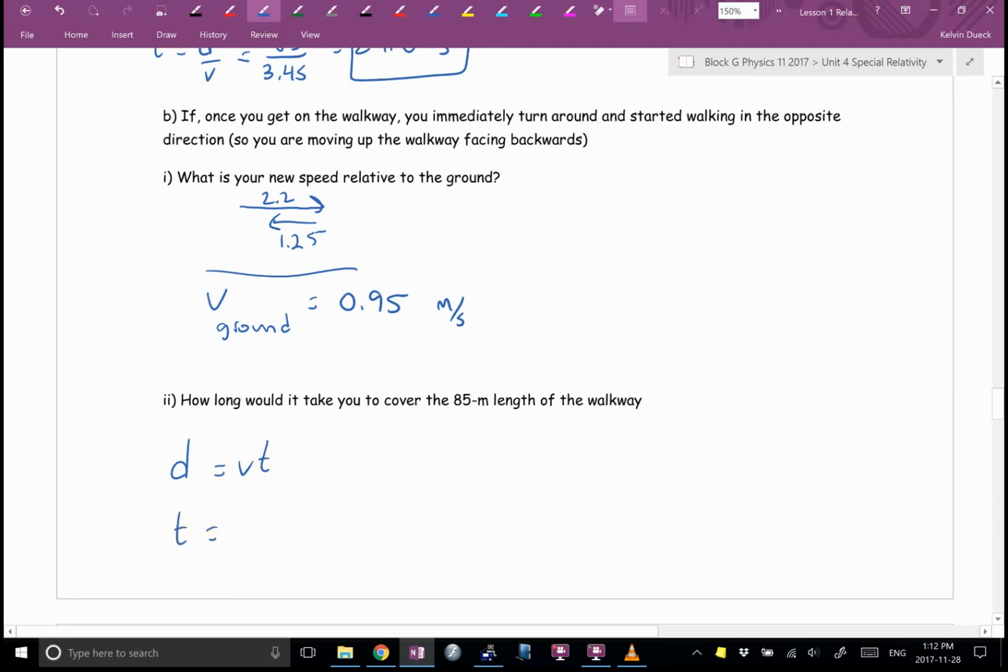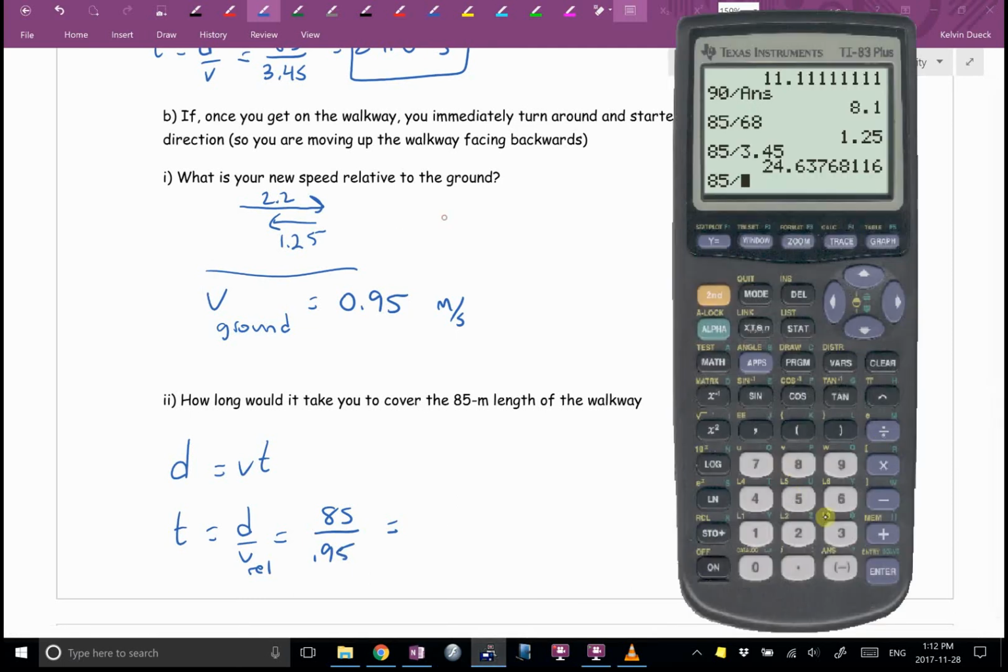Are you spotting that it's d equals vt over and over again? Because a is 0, t is going to be d over v. What's the distance? Still 85. What's my new relative speed now? 0.95. And I get 89.5 seconds.